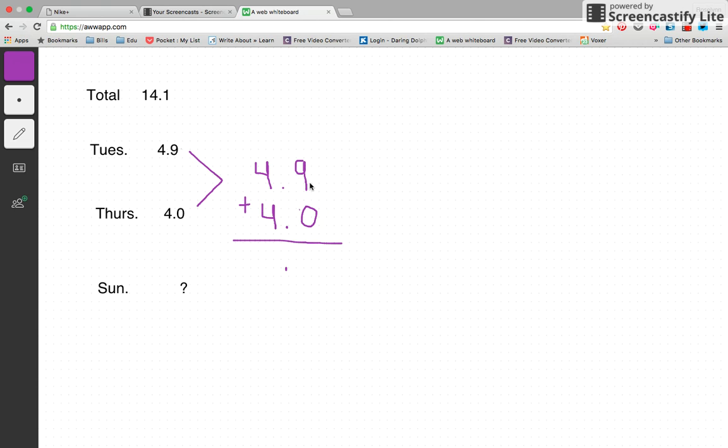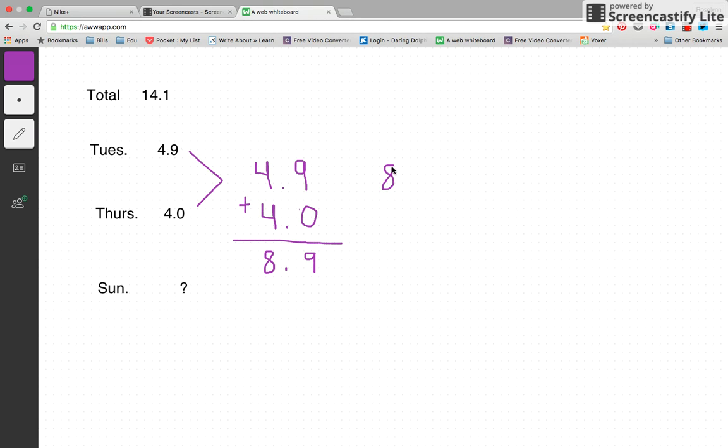And now I'm going to start with the tenths. I'm going to add 9/10 plus 0/10, which still gives me 9/10. And then 4 ones plus 4 ones, which is 8 ones. So my total distance for Tuesday plus Thursday is 8 and 9/10 of a mile.